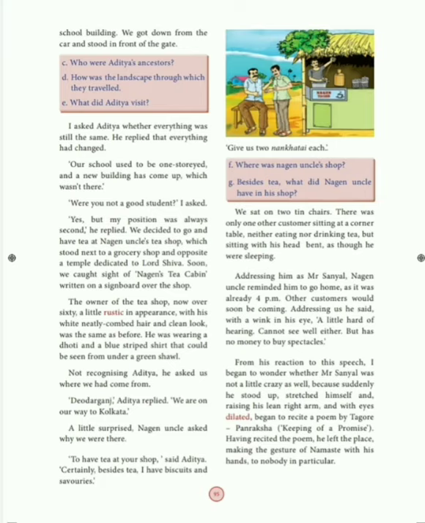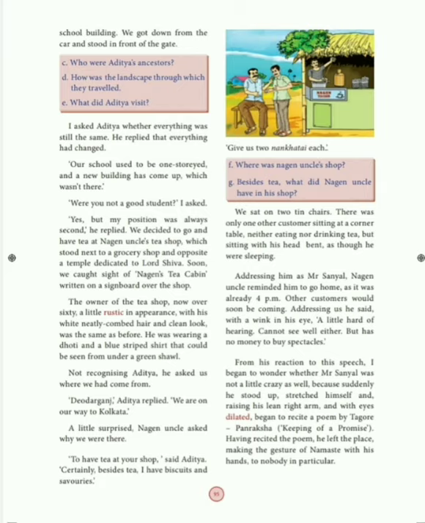Now slowly he asks, while you were studying, were you a good student? Did you study well? Satyajit Ray is asking all those questions to Aditya. Aditya replies, yes, I was a good student, but my position was always second. I never came to the first position.